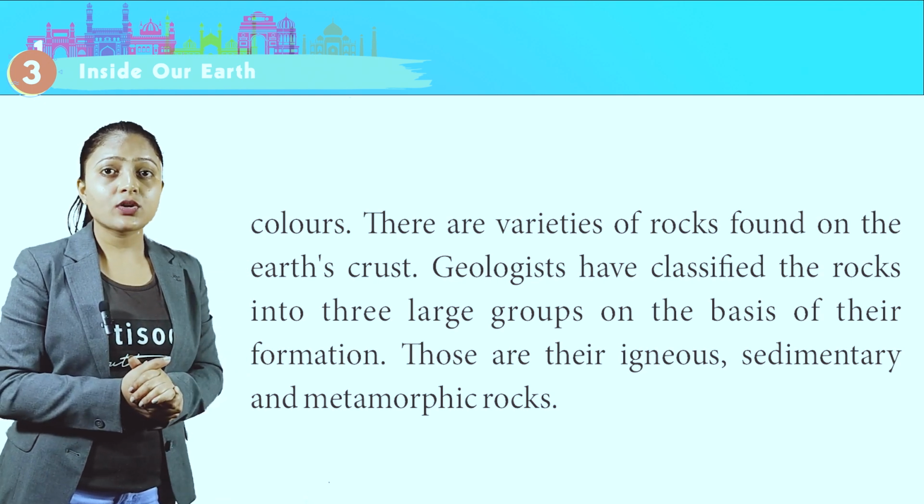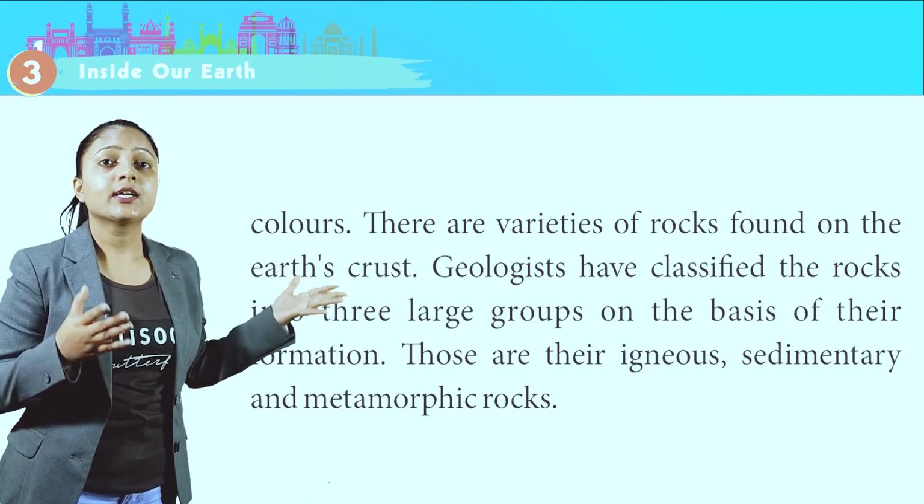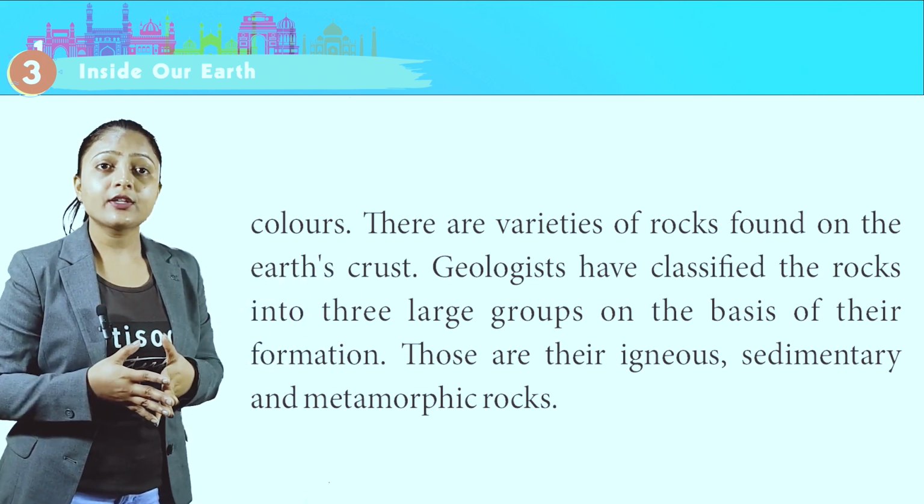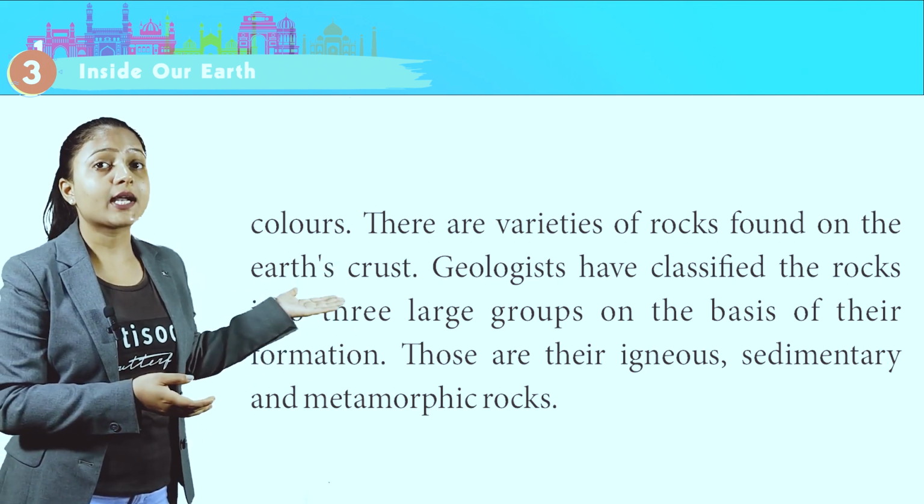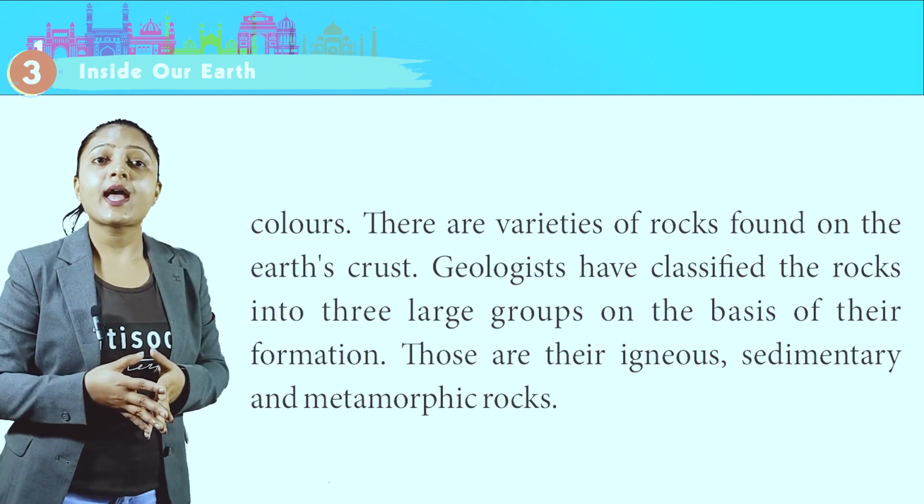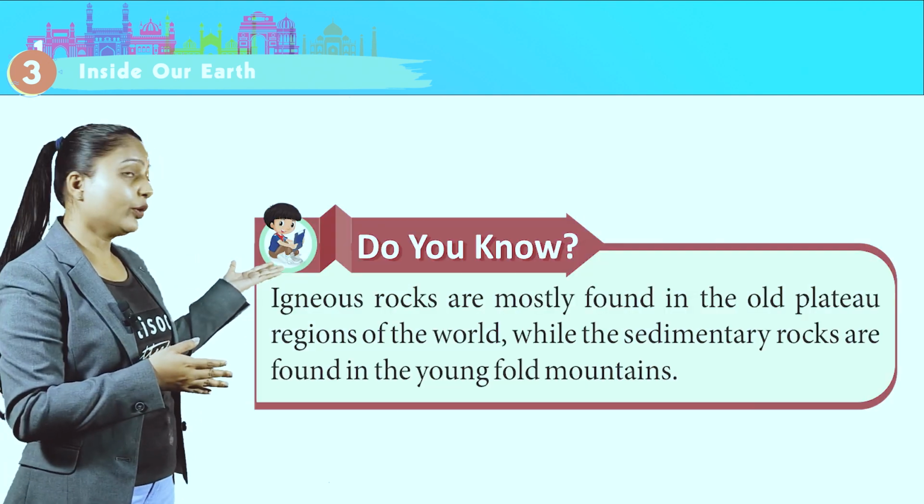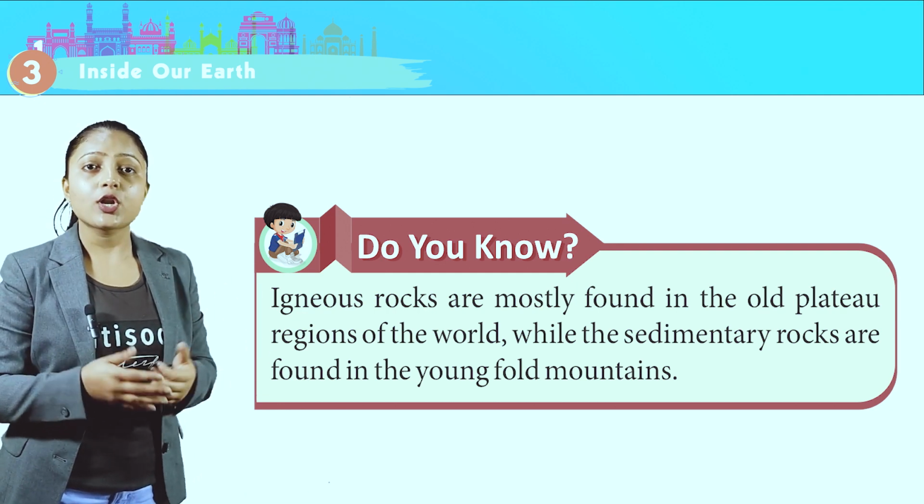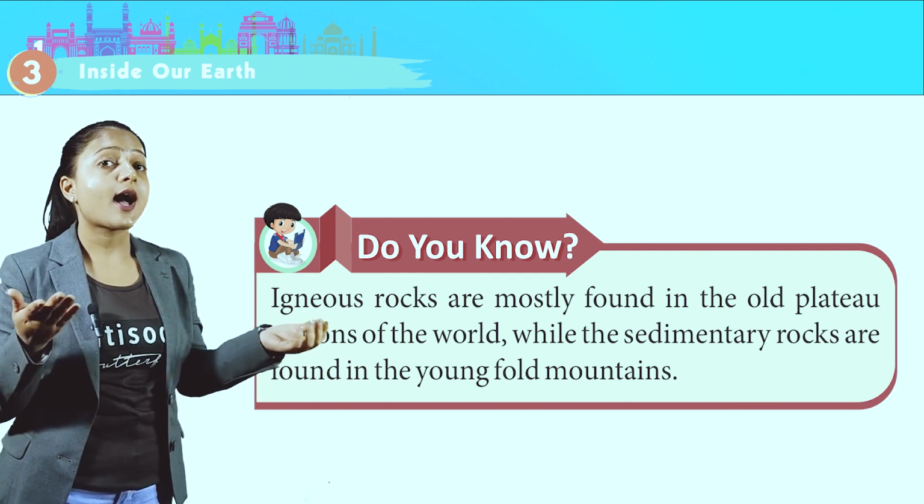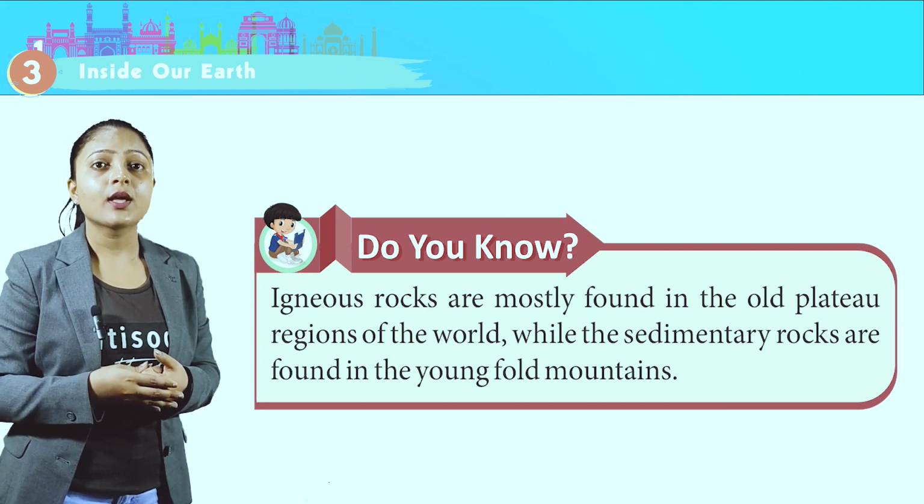There are varieties of rocks found on the Earth's crust. Geologists have classified the rocks into three large groups on the basis of their formation. Those are igneous, sedimentary, and metamorphic rocks. Do you know? Igneous rocks are mostly found in the old plateau region of the world, while the sedimentary rocks are found in the young fold mountains.